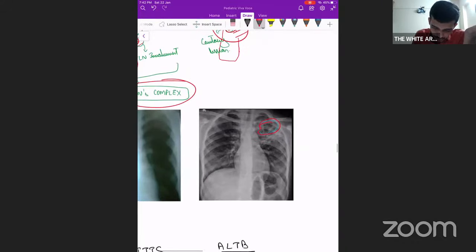And how do you differentiate a cavity? Earlier you had pneumatoceles, and now you are having a cavity. How do you differentiate this? Usually this is thick walled as compared to a pneumatocele. It is a thick walled cavity. So you will have consolidated alveoli, and inside the alveoli there is necrosis taking place, which has led to the cavitation. That's why it will be thick walled.